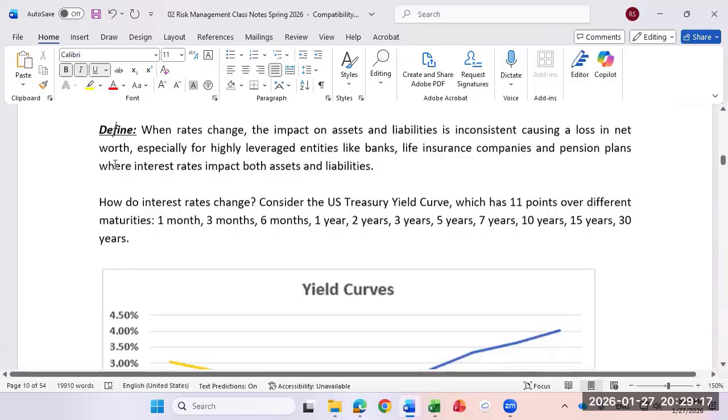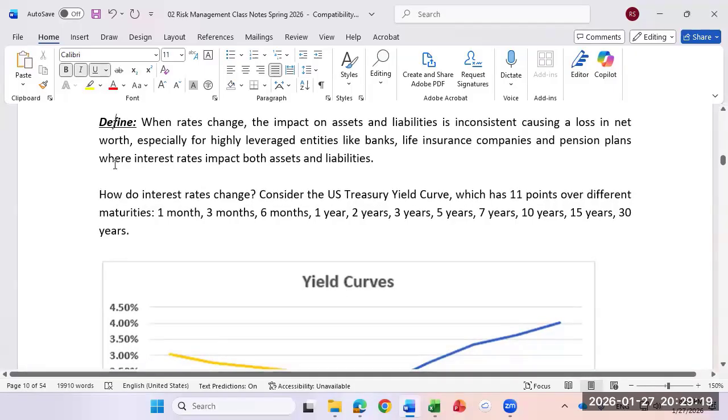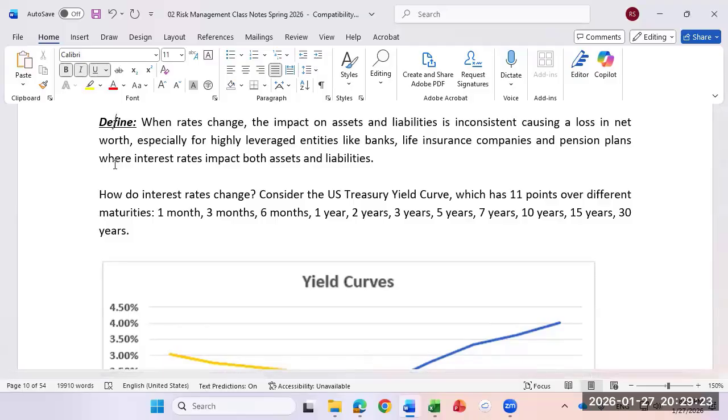How do we define interest rate risk? It's just that interest rates change and cause your assets and liabilities to move in ways that cause you to lose net worth. Maybe your assets go up 5%, but your liabilities go up 20%. Or maybe your assets fall 10%, but your liabilities fall only 5%. So that's interest rate risk.